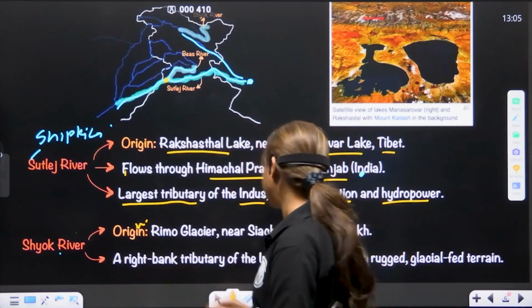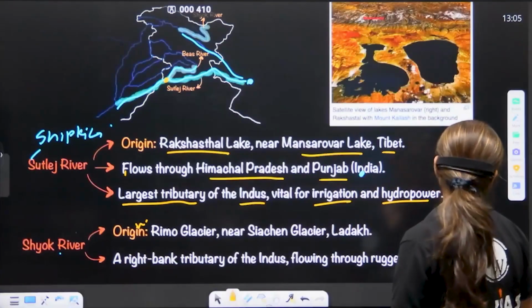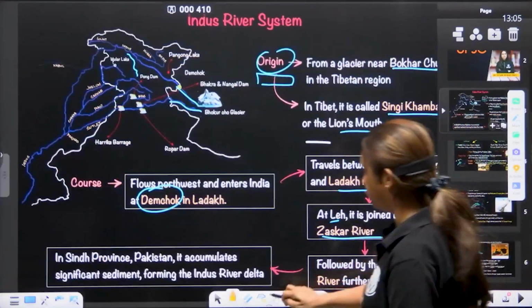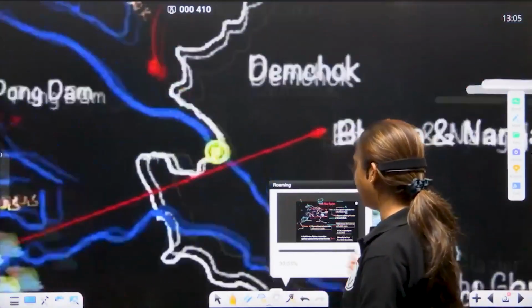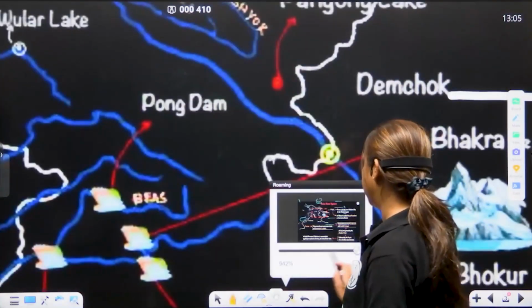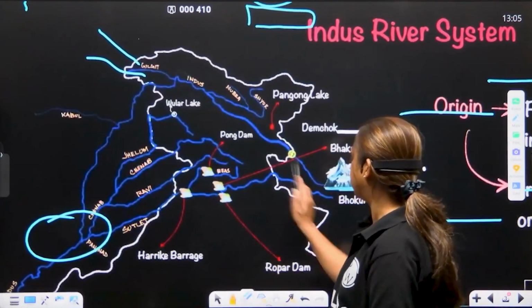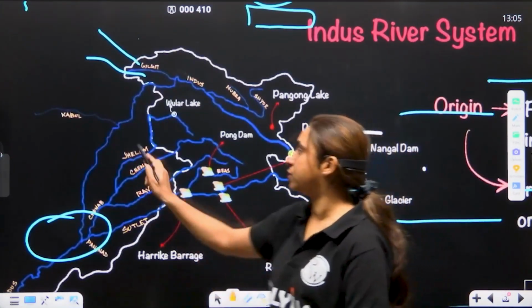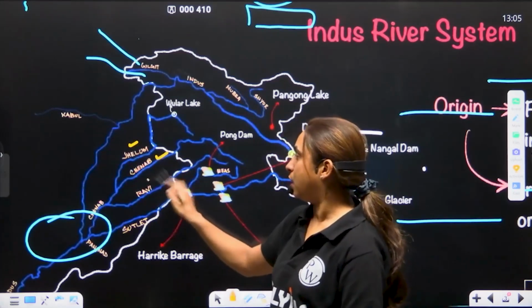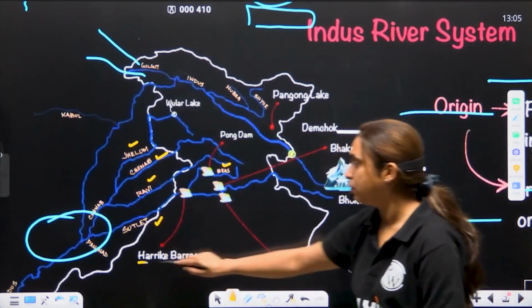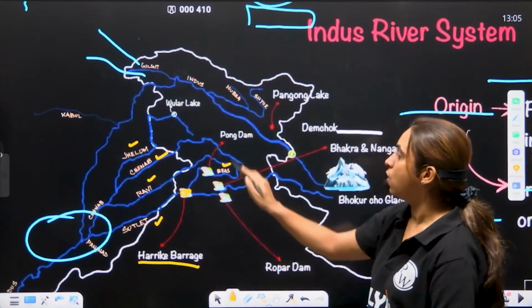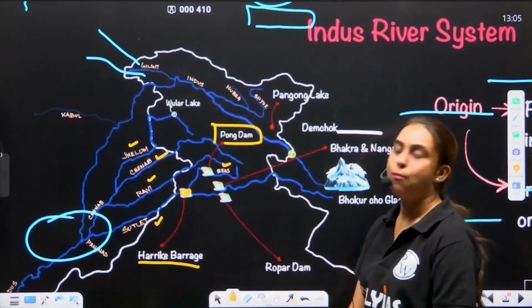This was the left bank tributary of the Indus River. So this is the Indus River. We have already completed the left bank tributaries. What are the left bank tributaries? Jhelum, Chenab, Ravi, Beas and Sutlej. As you can see, the Harike barrage here. We've seen that between Beas and Sutlej. On the Beas, you can see a very cute dam, Pong Dam.